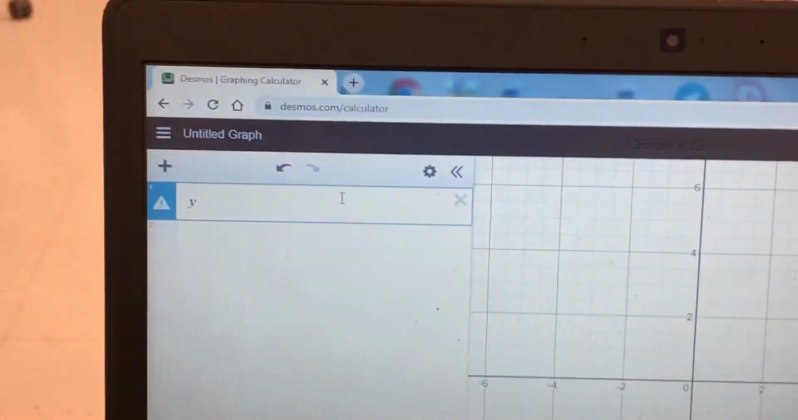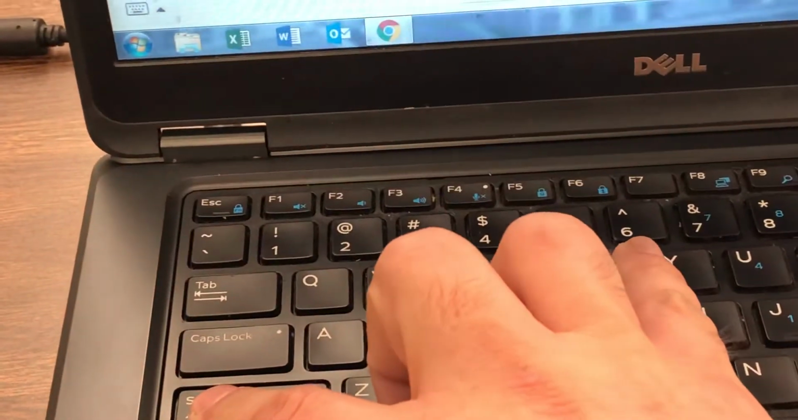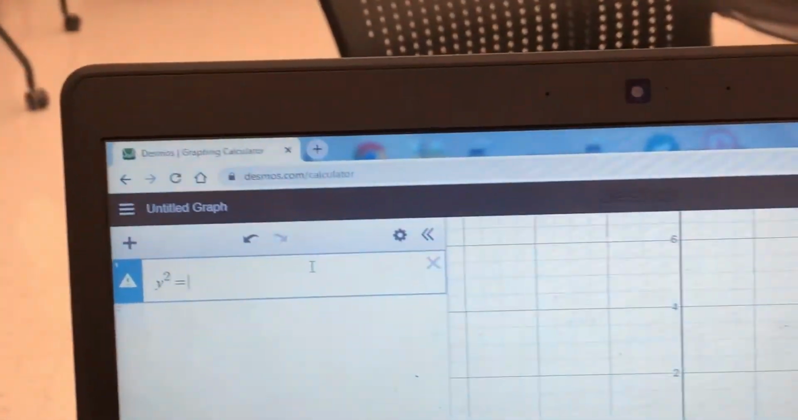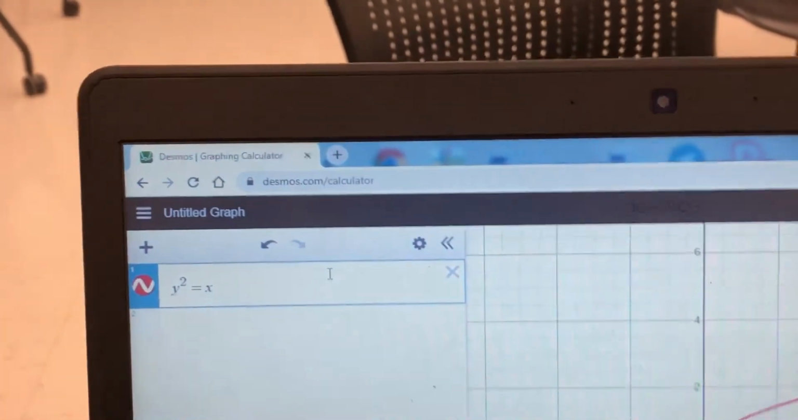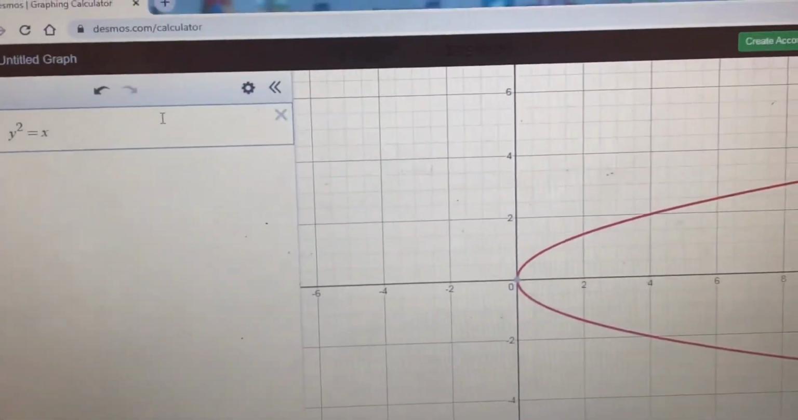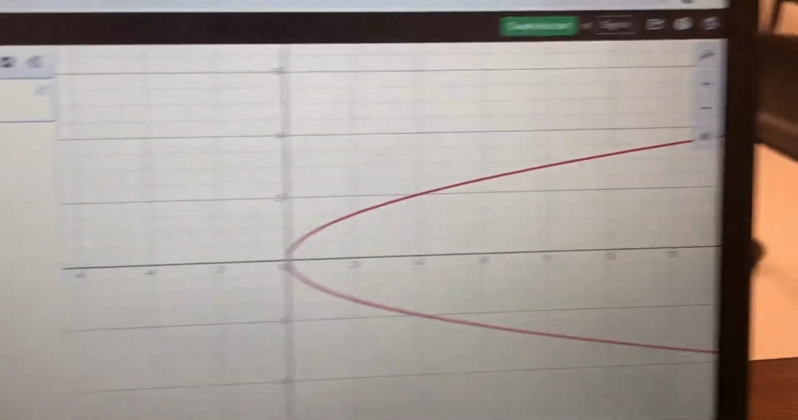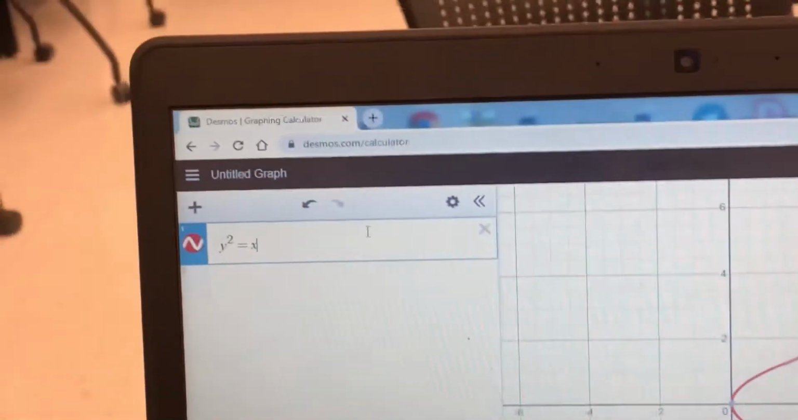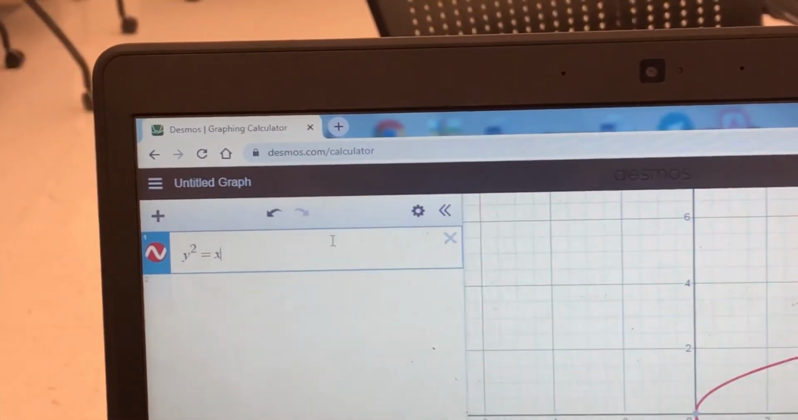So y to the second power. Remember, to get a power, you can hit Shift 6 for the caret symbol. Y to the second power equals x. Oh, look at that. It's already sketching a graph, but I'm not done. Hey, look, that graph has x-axis symmetry, because if I change the y to -y, the negative would cancel.